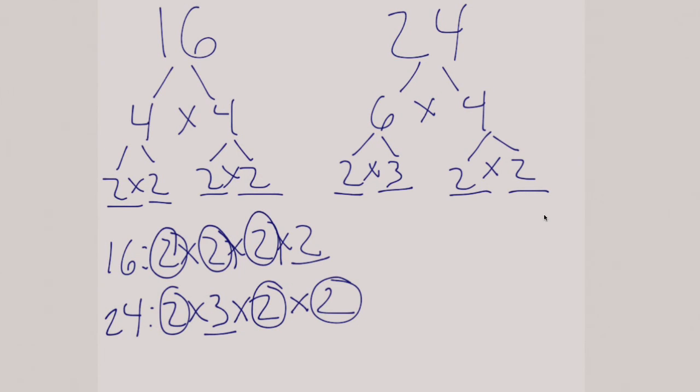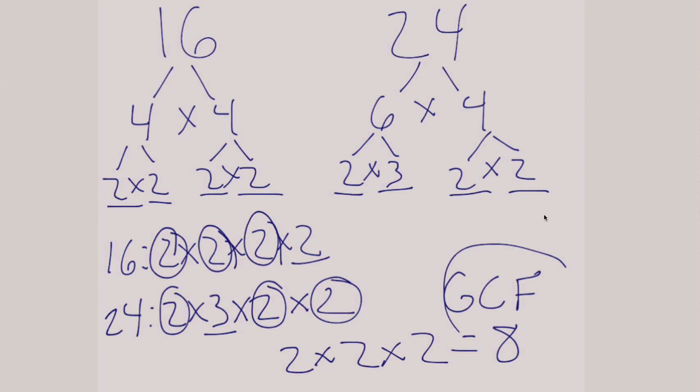So now for each pair, I write that number one time. So I have my first pair of 2's, I write it once. My second pair of 2's, I write it again. And my third pair of 2's, I write it again. Now I do 2 times 2 is 4, and 4 times 2 equals 8. And my GCF for 16 and 24 is 8.